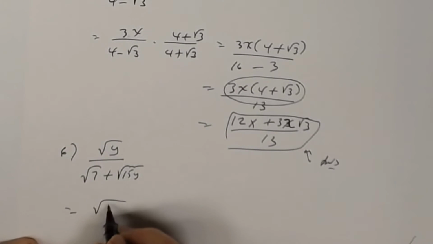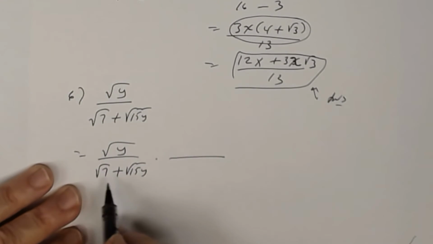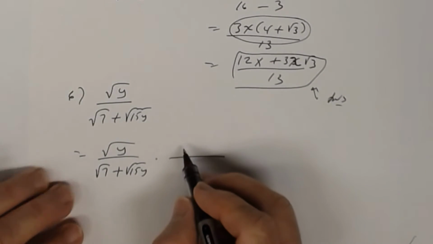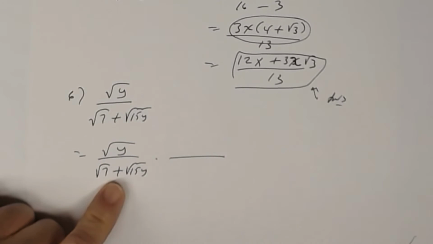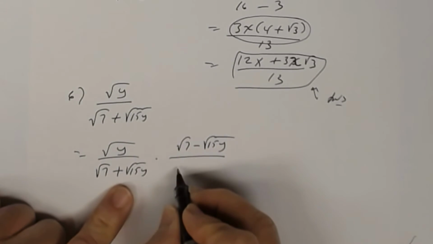So we have this. I'm going to rewrite this over. We have the square root of y divided by the square root of 7 plus the square root of 15y. So I'm going to go ahead and multiply both numerator and denominator by the conjugate. And the conjugate of the square root of 7 plus the square root of 15y is the square root of 7 minus the square root of 15y. Just like that.